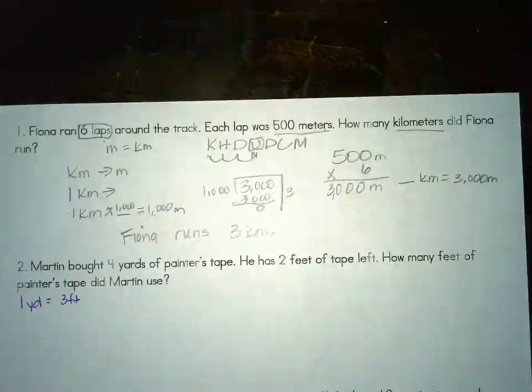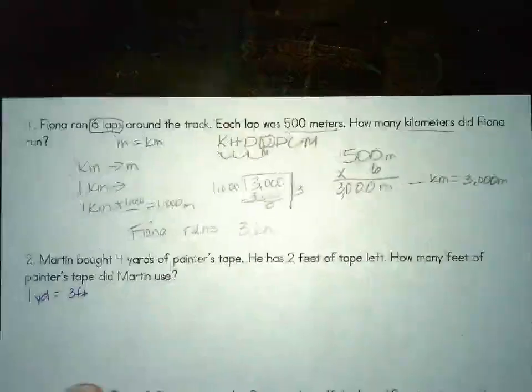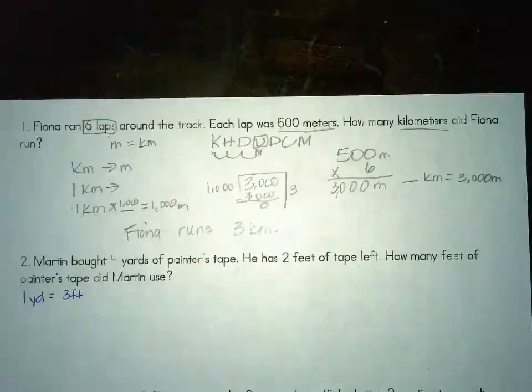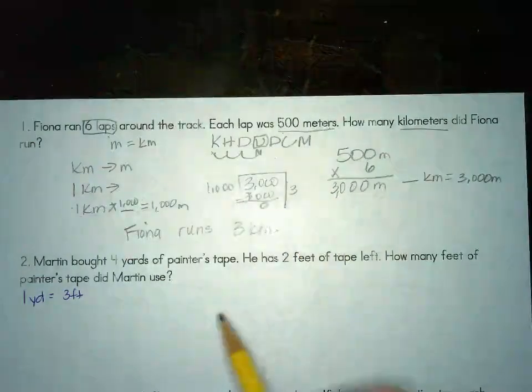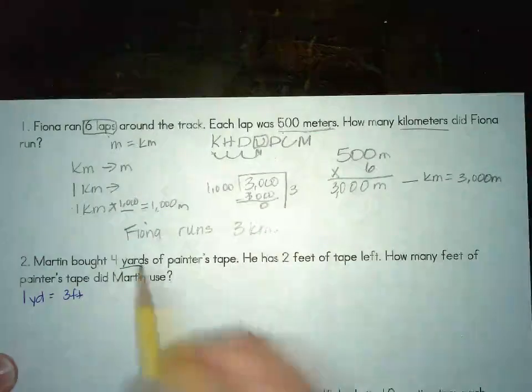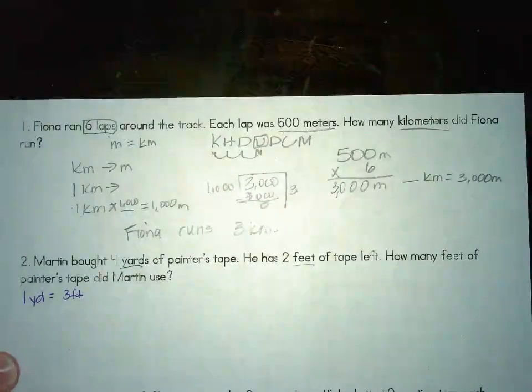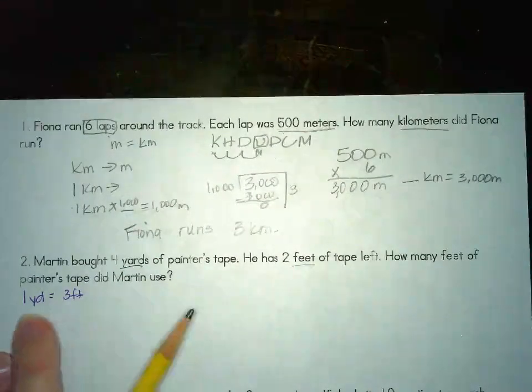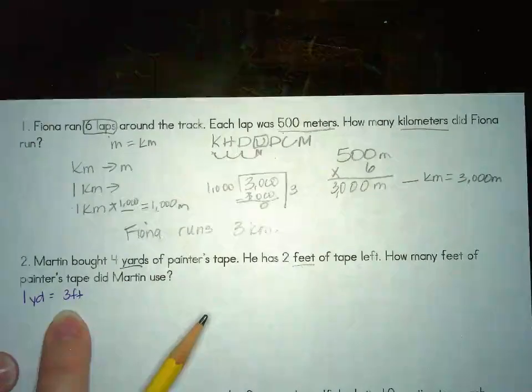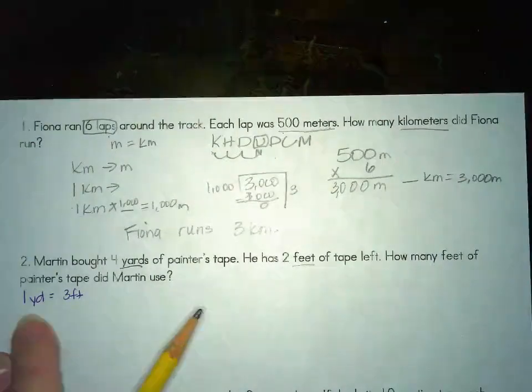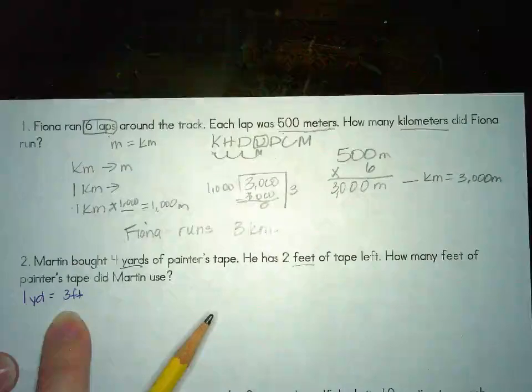Okay? All right. This time we're using different units of measurement. Remember, your word problems can vary between the metric units, which is what this is, and customary units, which is what yards and feet are. I have my key here. 1 yard equals 3 feet, okay? So I already know that 1 yard is equivalent to 3 feet.